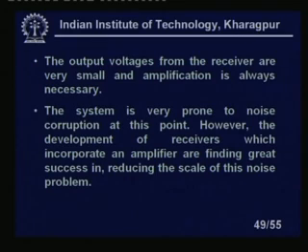Even though I am saying it is not corrupted by interfering or electrical noise, noise will come in at the transmitting and receiving ends, because at that position the optical signal is converted to an electrical signal again. So noise sources will be introduced there, even if fiber optic cables run alongside many crisscrossing electrical cables. Any spikes in the electrical cable do not affect the information transmitted through the fiber optic cable. The system is very prone to noise corruption at this point. However, the development of receivers which incorporate amplifiers is finding great success in reducing the scale of this noise problem.